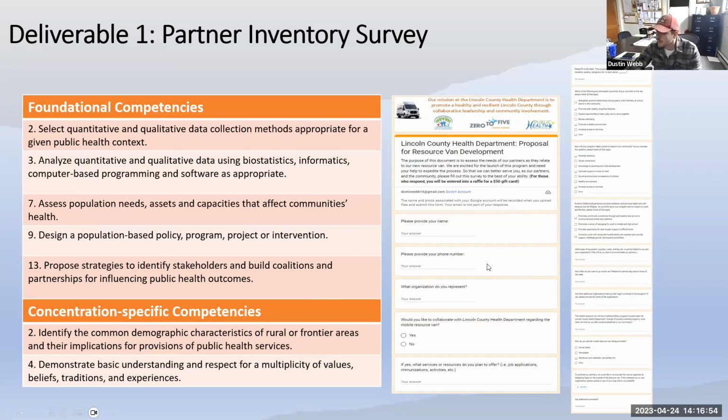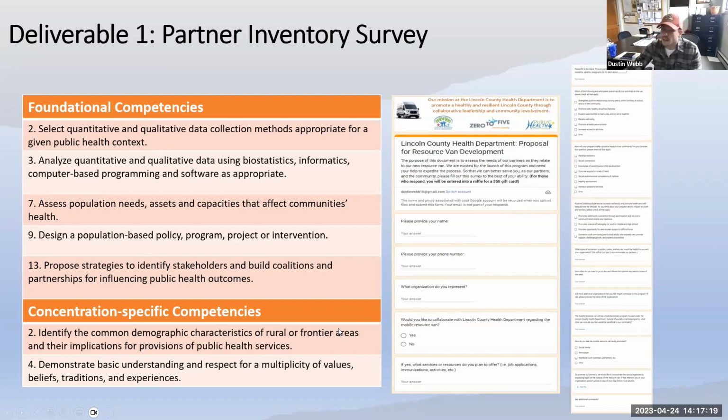In addition to that, once we received the 19 responses, I did an evaluative document. It's not displayed here, but it displays what we're seeing, what's being requested, and things that people need in terms of the resource van.